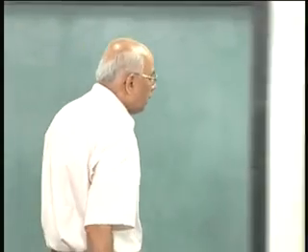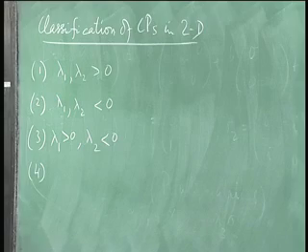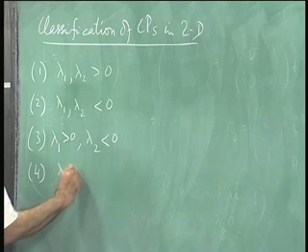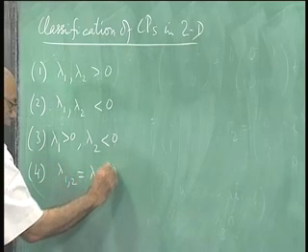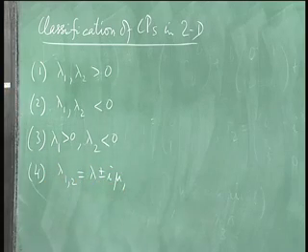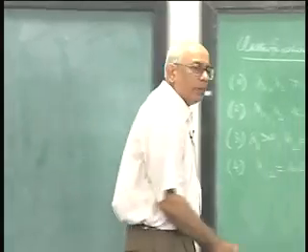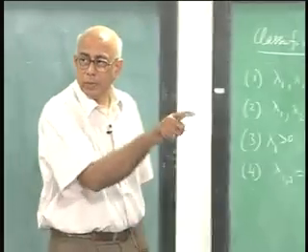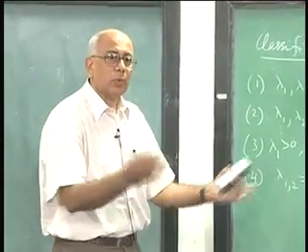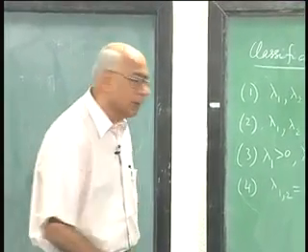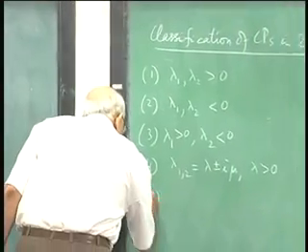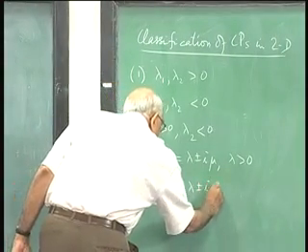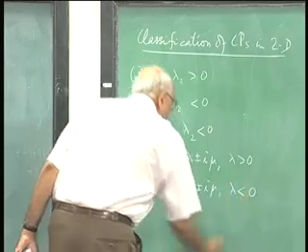What is the next possibility? They become complex, these things become complex. So certainly you would have lambda 1, 2 equal to lambda plus or minus i mu, where lambda and mu are real numbers, and lambda is greater than 0, the real part is positive. That would mean an exploding exponential. The next one is lambda 1, 2 equal to lambda plus or minus i mu, and lambda is negative.